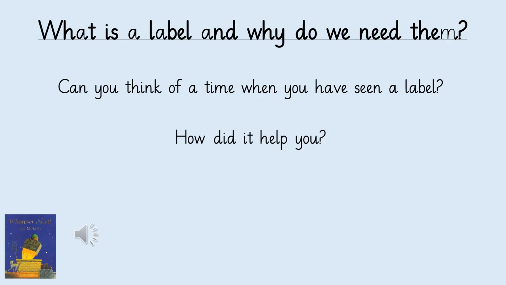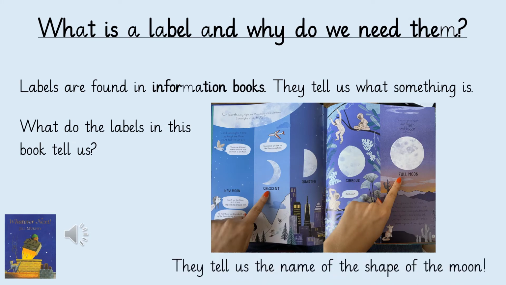Can you think of another time when you might have seen a label? Talk to your grown-up about what label you might have seen and how it helped you. Labels are often found in information books and they tell us what something is. Have a little look at the labels in this book on this slide. What do they tell us?